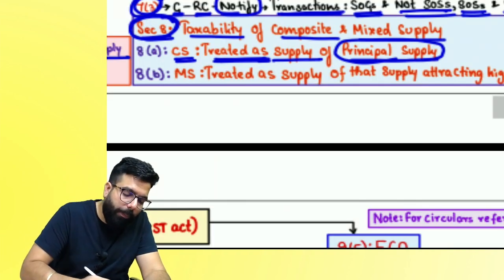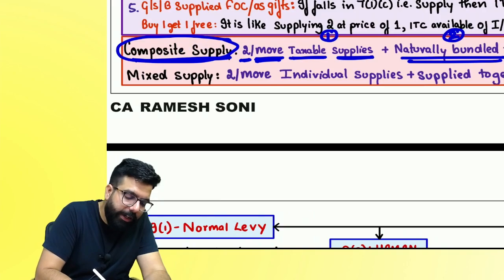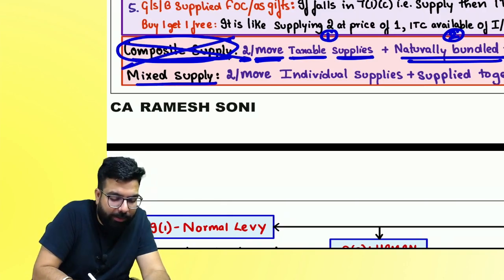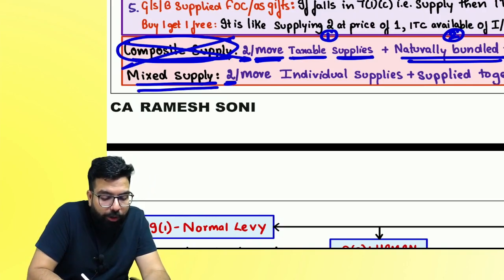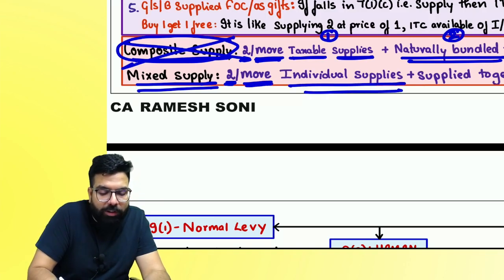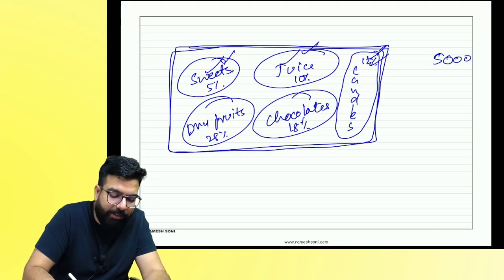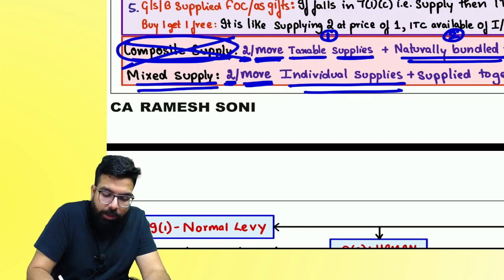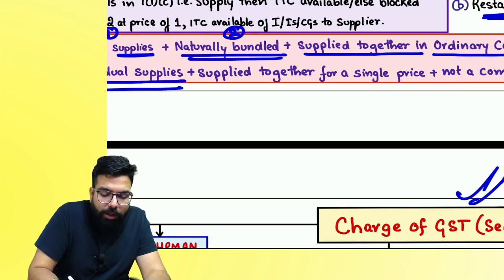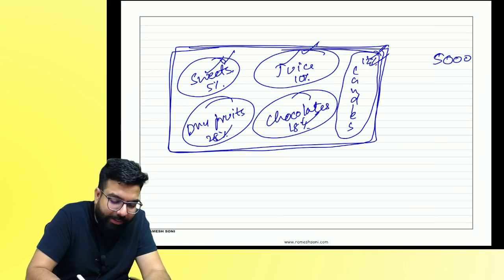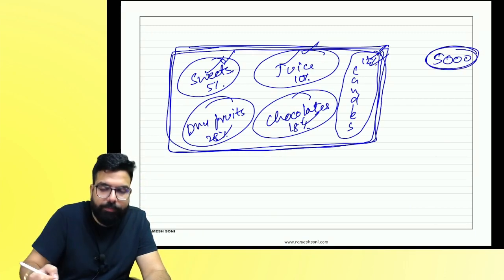So, people, is it composite supply? It is not composite supply. Then we have to see, is it mixed supply? What is mixed supply? Two or more individual supplies. Are they individual supplies? Supplied together for a single price. Are they just being supplied together for one price?